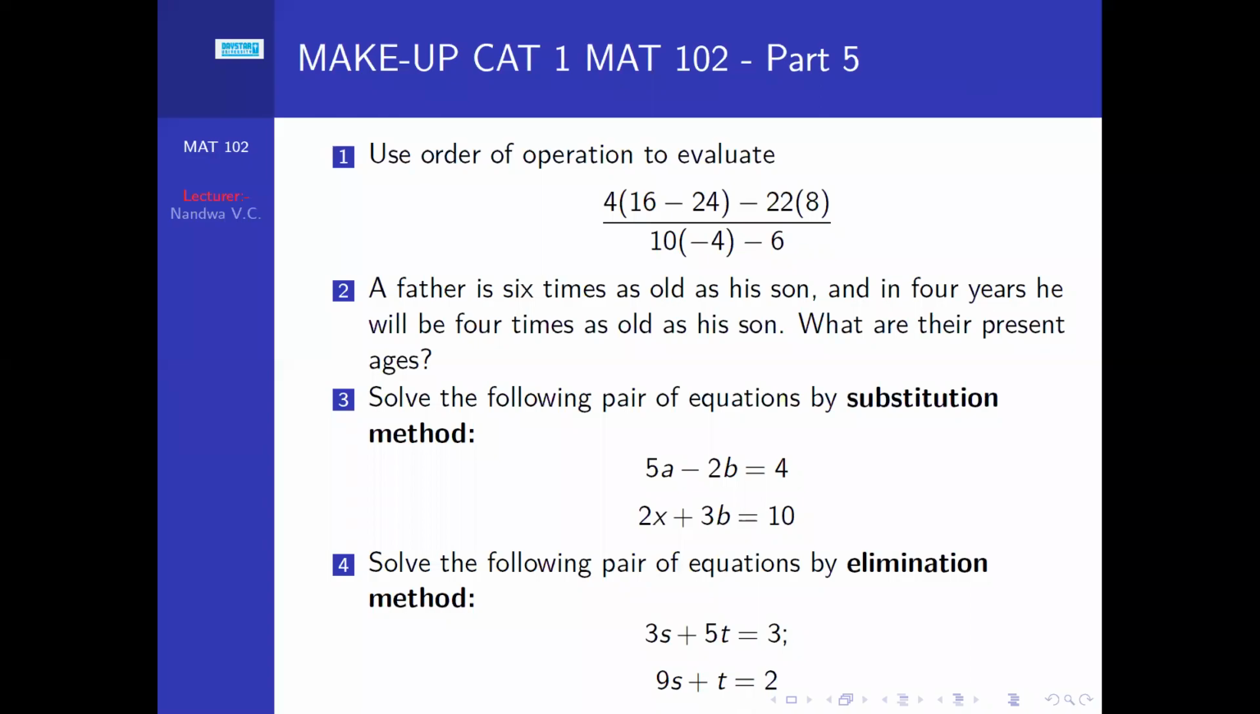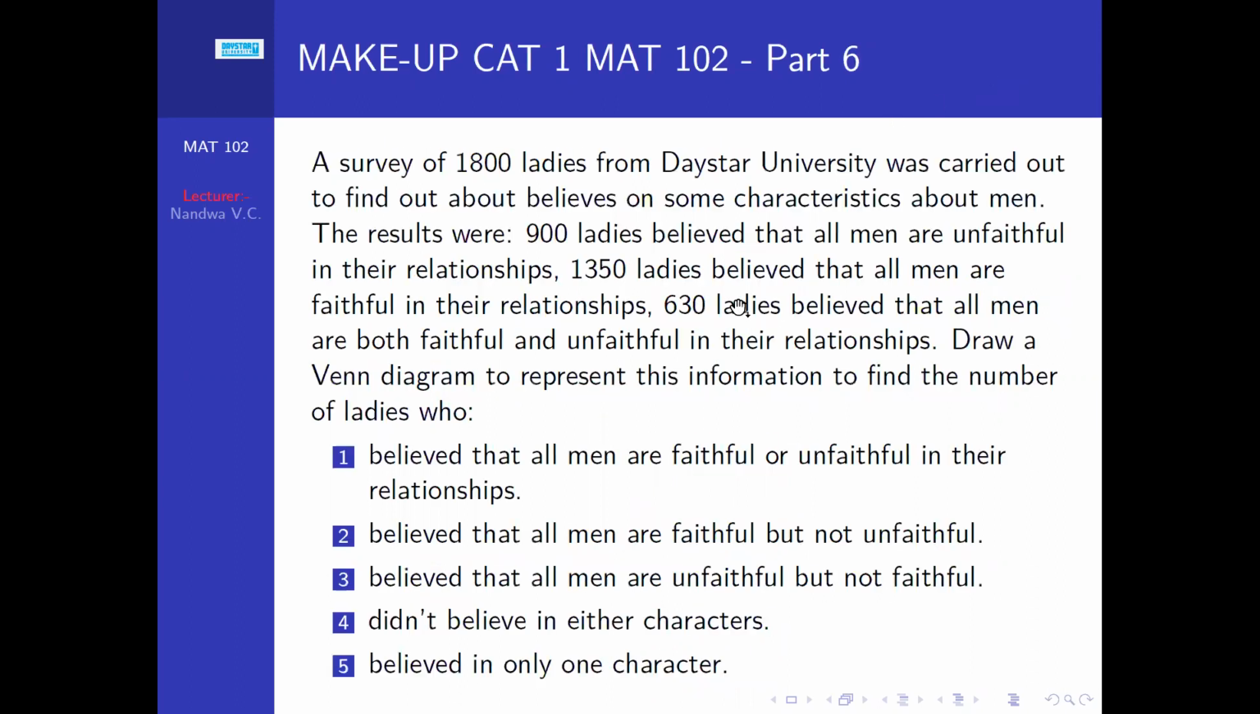So here is a set of further problems. First question is testing on application of BODMAS or order of operations. Second, about ages, and third, about solving simultaneous equations. So let's show how we work out this.